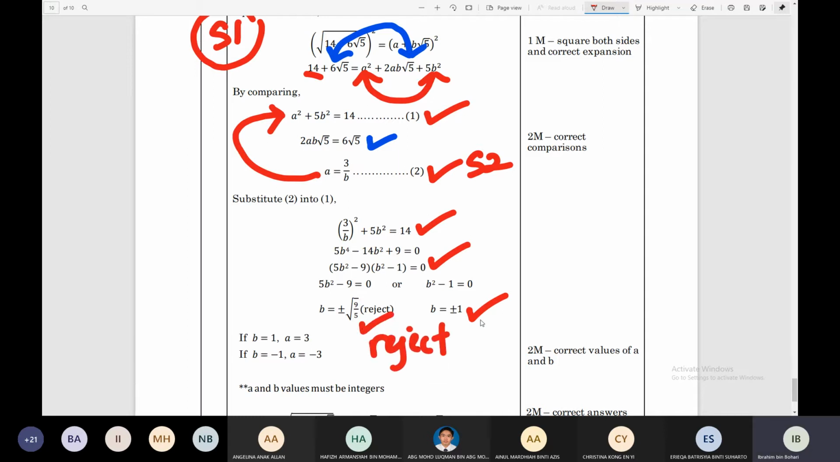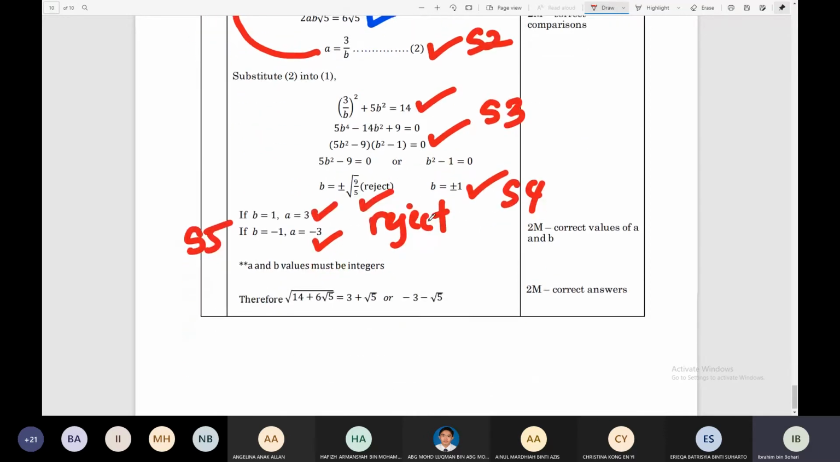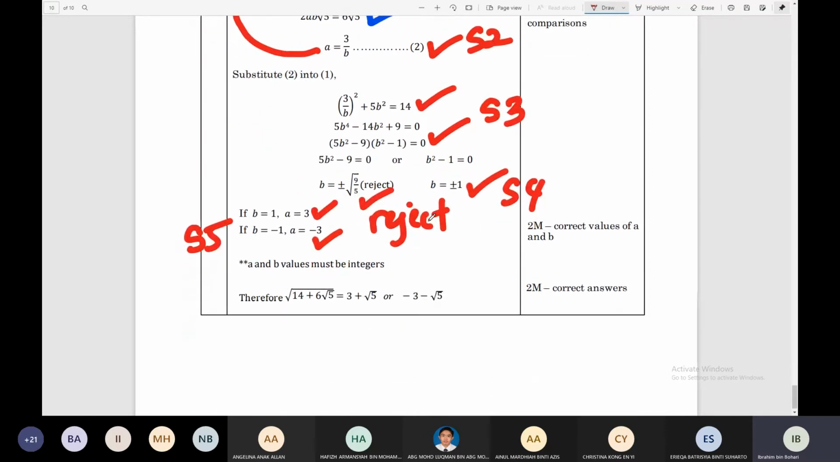Okay, and find the value of a. a equals 3, and a equals negative 3. This is your step 3, here is your step 4, and this one is your step 5, the value of a. And last, write down the final answer.